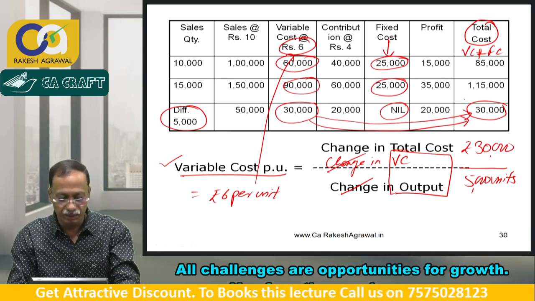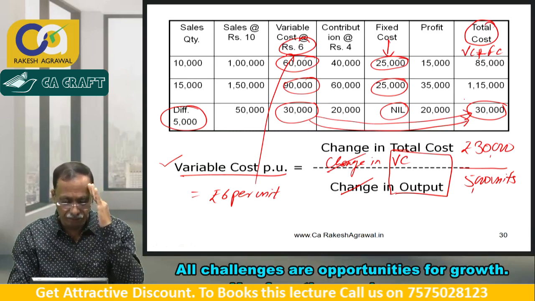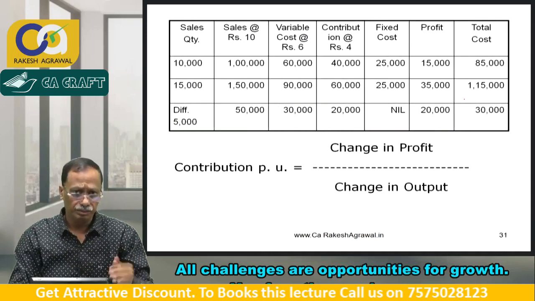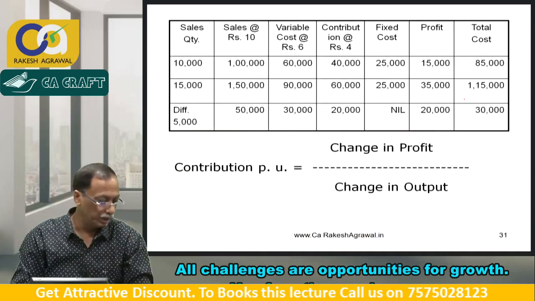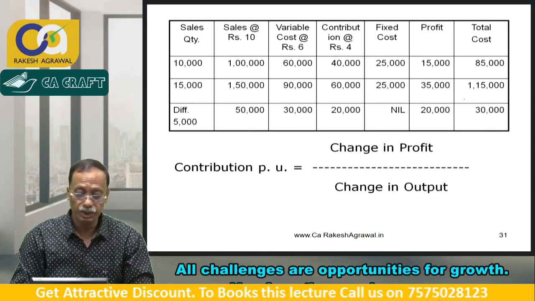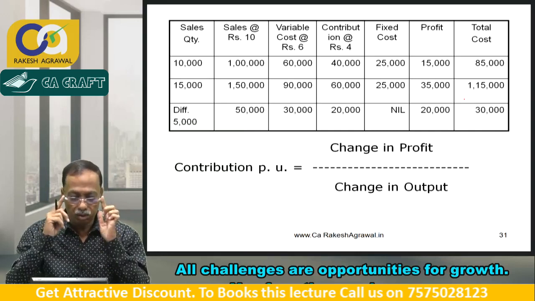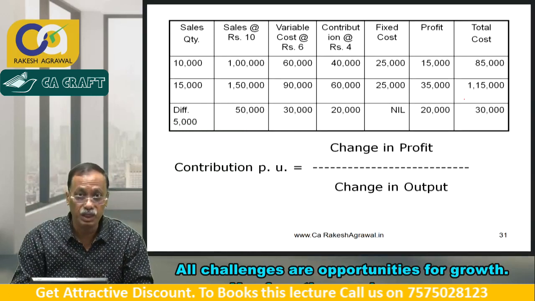Okay, we take another formula. Whatever you wanted to write, you have written. Another formula, write down in your notebook. Contribution per unit is equal to change in profit upon change in output.